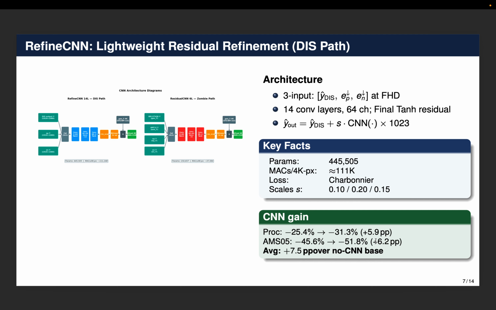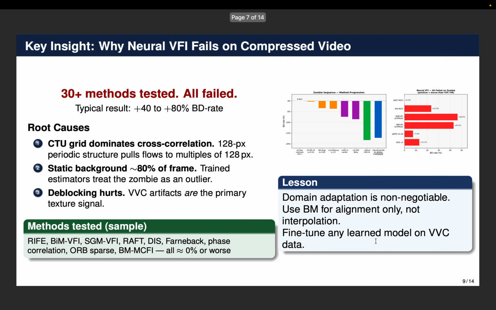The zombie sequence requires a different path. Optical flow fails there for 3 reasons. First, the 128-pixel CTU grid creates strong periodic matching peaks. Second, about 80% of the frame is static background, so the moving zombie foreground is treated as an outlier. Third, deblocking hurts because compression artifacts are also useful texture for matching.